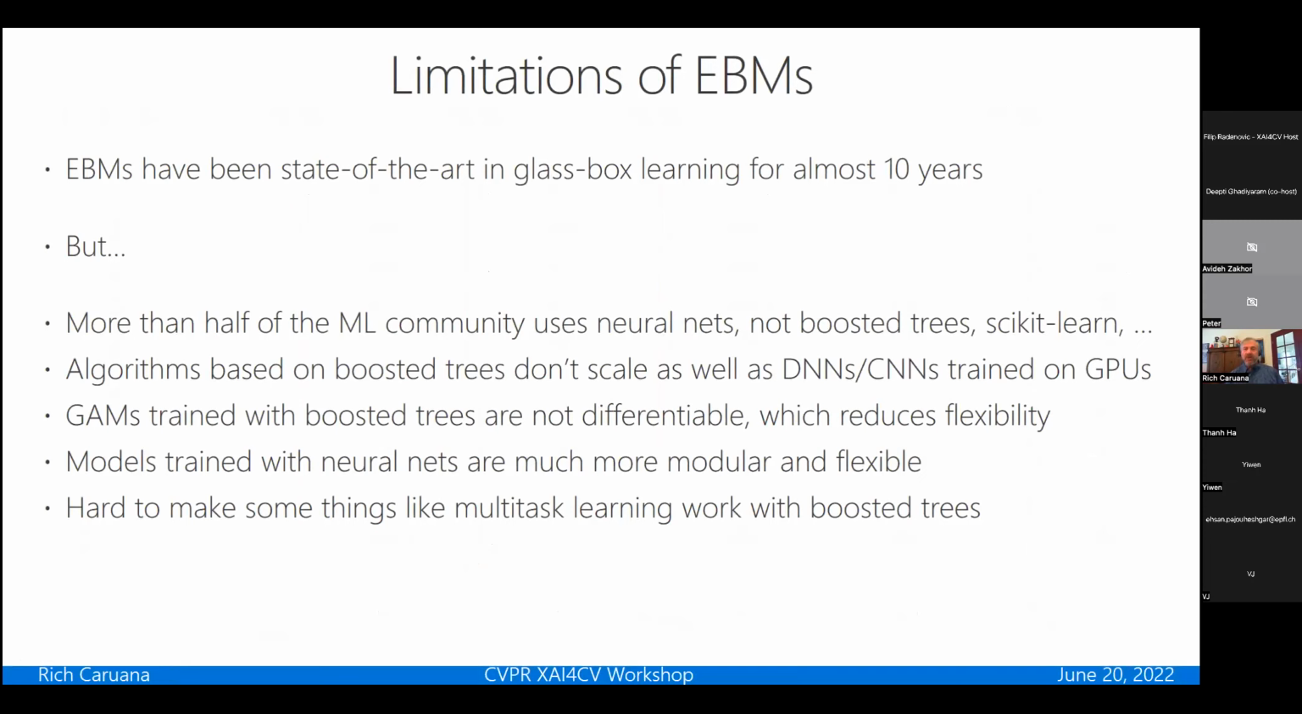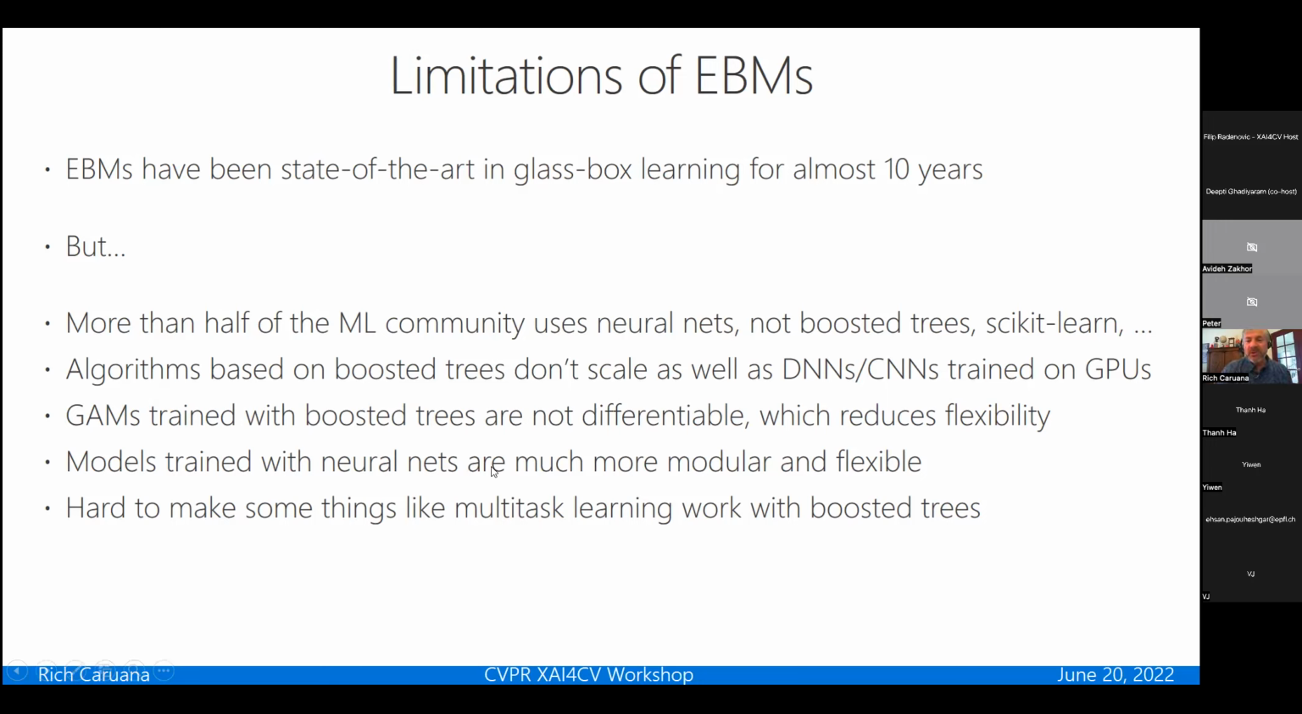There are limitations, though, of these tree-based generalized additive models. Although these things have been state-of-the-art in Glassbox learning for about 10 years, let's face it, half of the machine learning community uses neural nets. They don't use boosted trees or scikit-learn. And algorithms based on boosted trees don't scale as well as deep nets do because they're typically not trained on GPUs. GAMs that are trained on boosted trees are also not differentiable, and that really reduces their flexibility. I'll show you an example of this later.